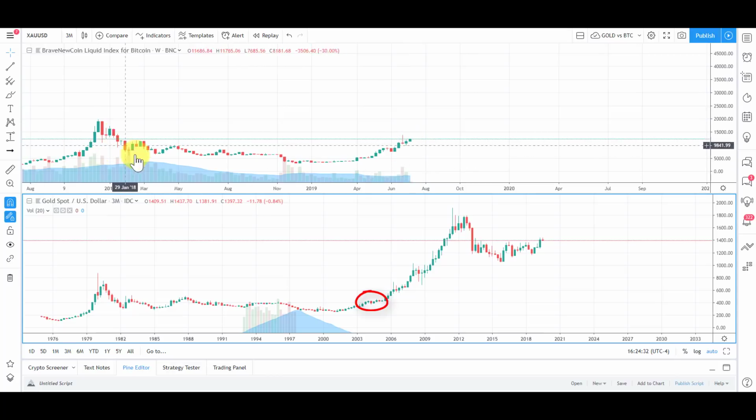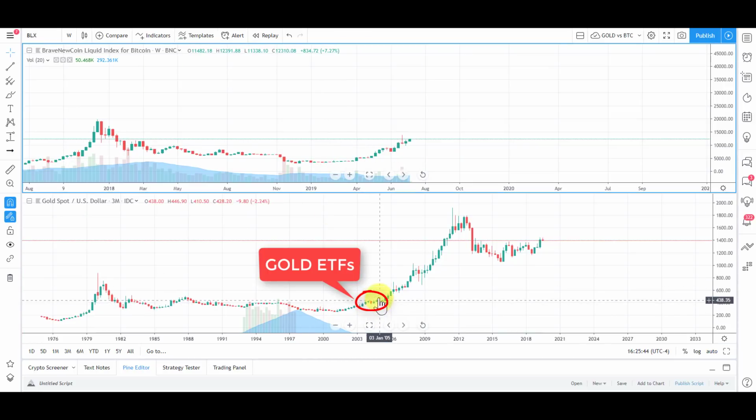But notice the similarities, okay? So this is what we call a fractal. Similar geometry, different time scale. And you'll notice we peaked up. We had a bounce here, another hump here, and then we started to consolidate down. And what you'll notice here is we had this cup pattern here, same as we have here. So we have this area here where we have our ETFs introduced. That's basically where we're at now.